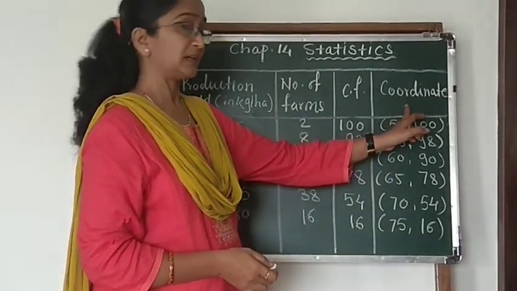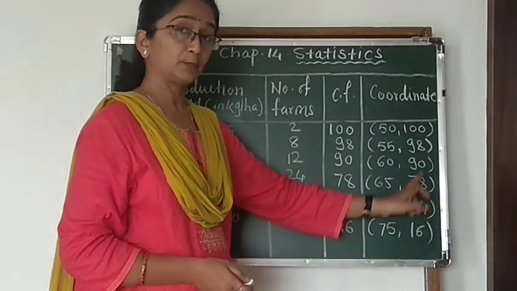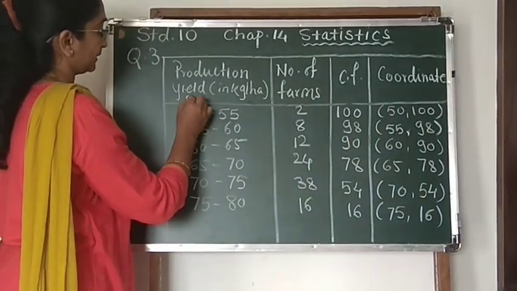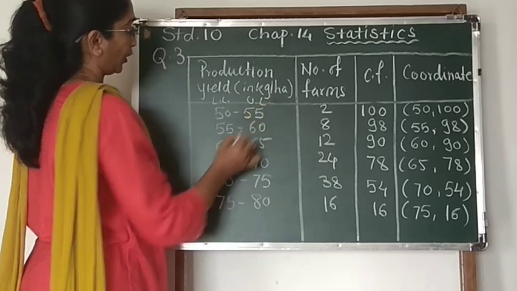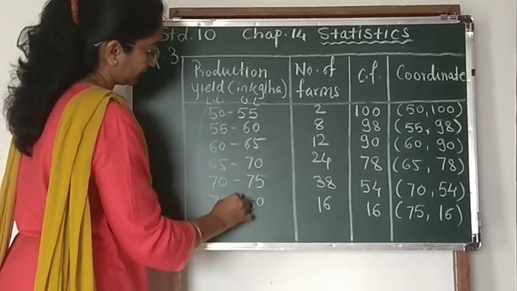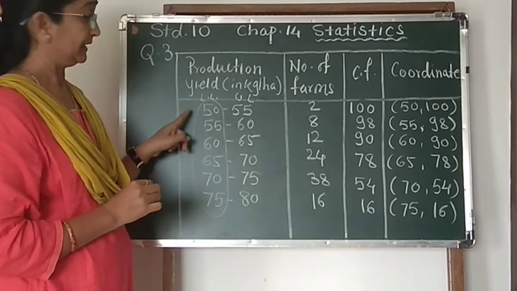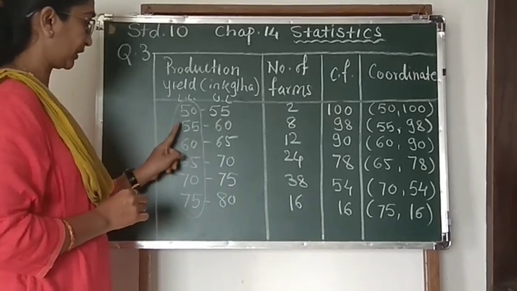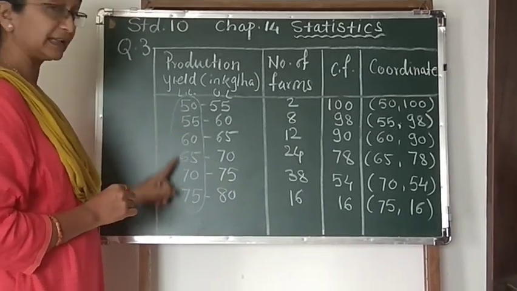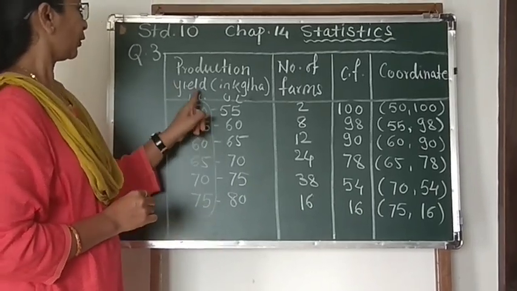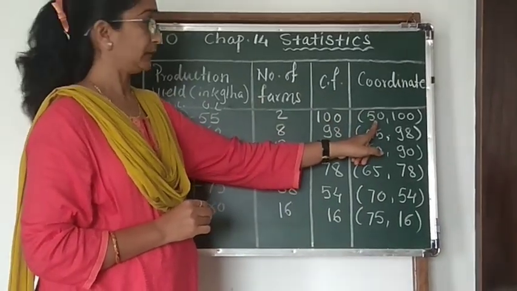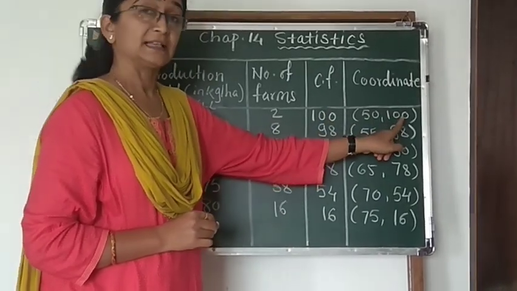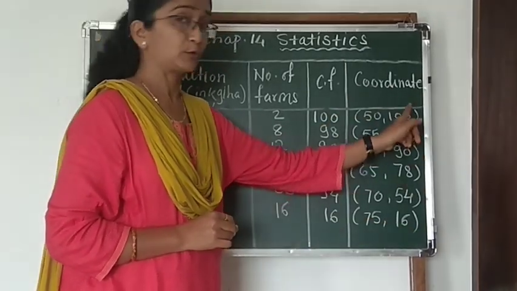Now get the coordinates for the points. For coordinates of the points for more than type frequency distribution, we always consider the lower limits of the class intervals, because for this type of frequency distribution we always write the class intervals as more than or equal to 50, more than or equal to 55, more than or equal to 60, like this. So we consider the lower limit as the x coordinate for the point and the cumulative frequency as the y coordinate. So these are the coordinates for plotting the points.